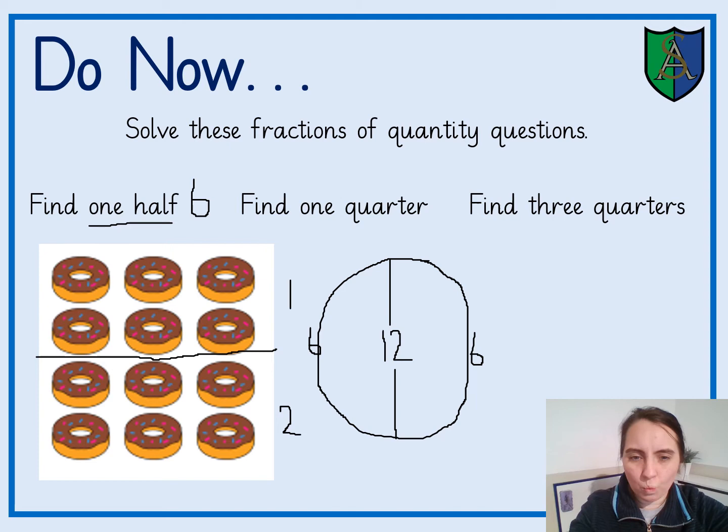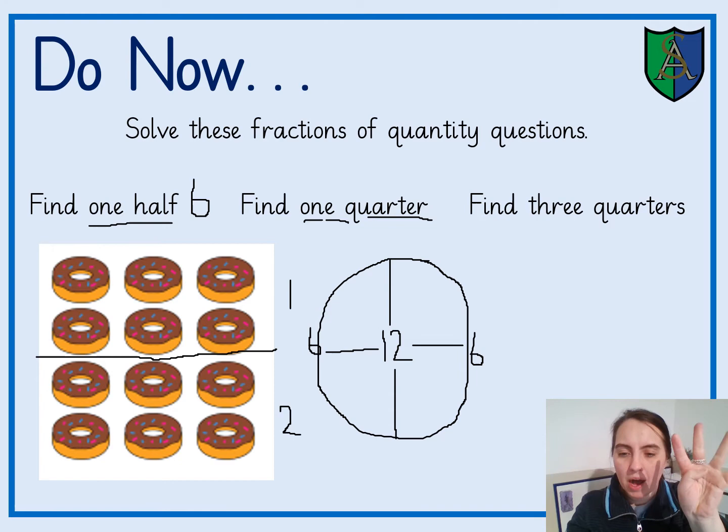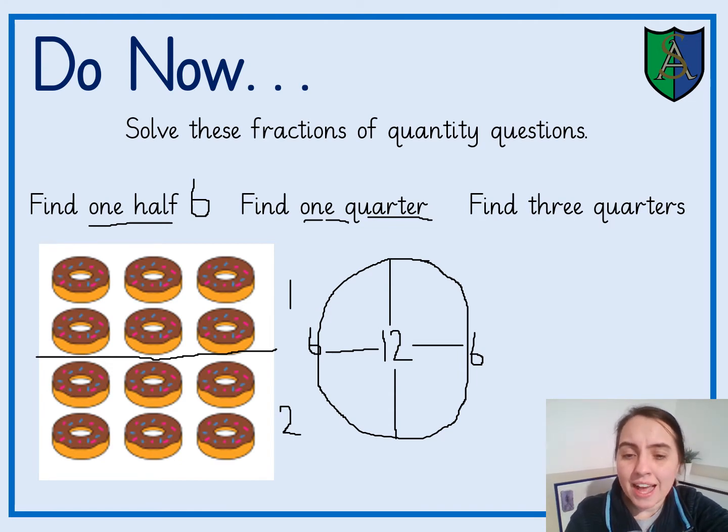Now I've got to find 1/4. To find a quarter, remember we halve it and halve it again. We've already halved it, so now we need to halve it again. So I am going to split my circle into quarters. When I split something into quarters, I have 4 equal parts. I've already halved 12, so now I need to halve it again to find my quarters. So what is 1/2 of 6? Well done, it's 3. Super job.